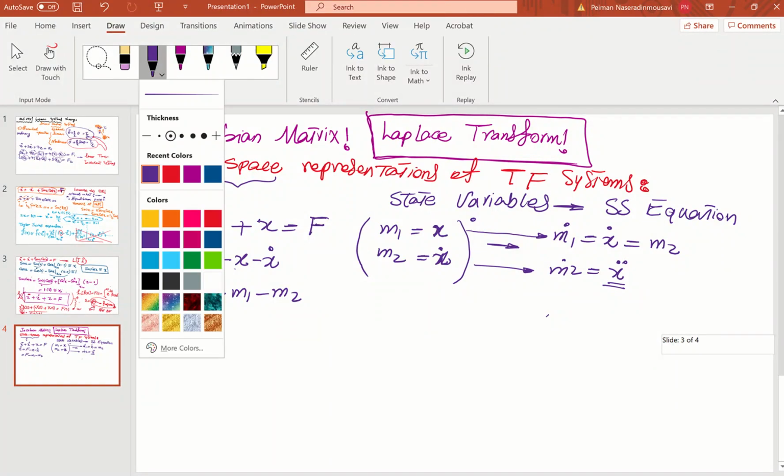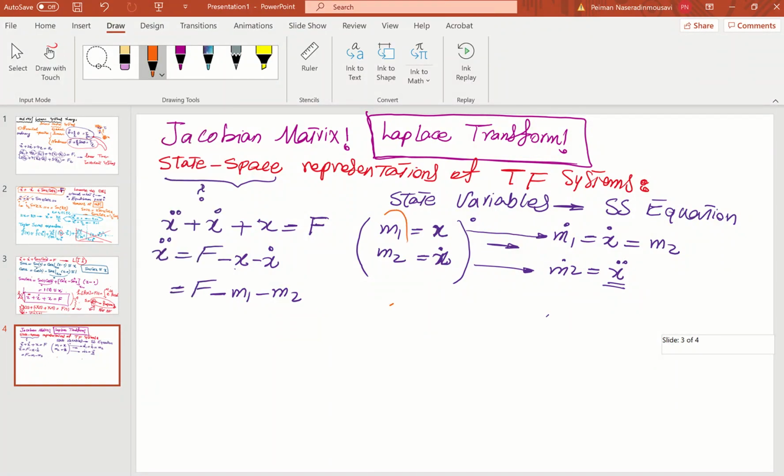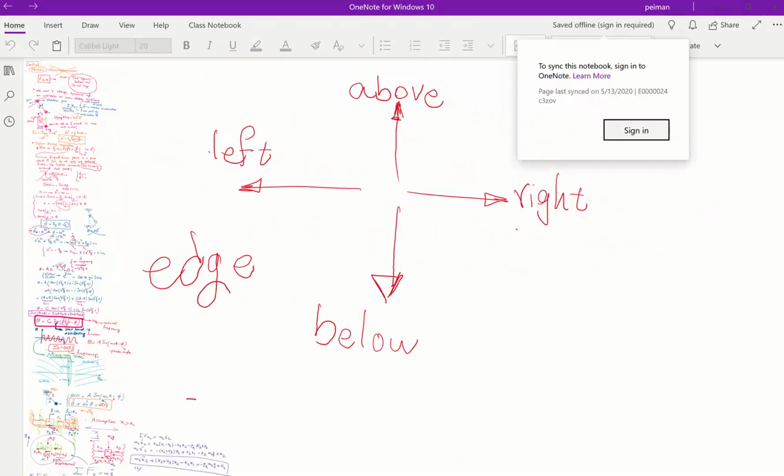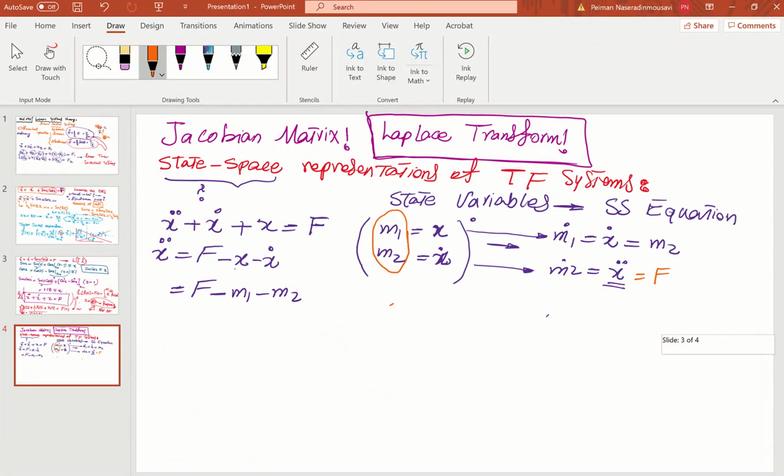So m1 and m2 are named state variables. So m dot 2 is going to be f minus m1 minus m2. So your state space equations or state space representation is m dot 1 is equal to m2 and m dot 2 is equal to f minus m1 minus m2.